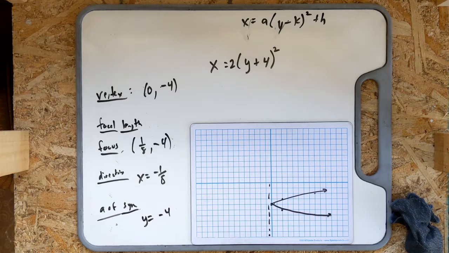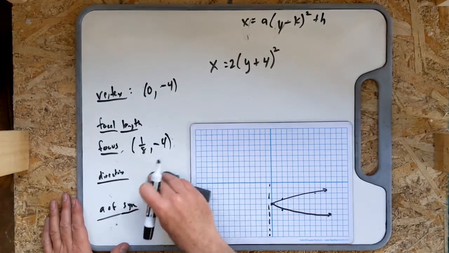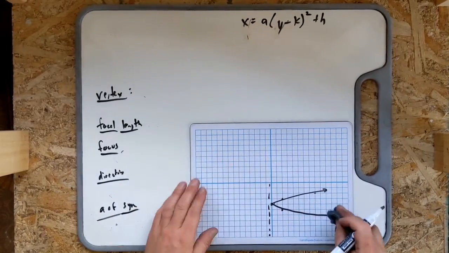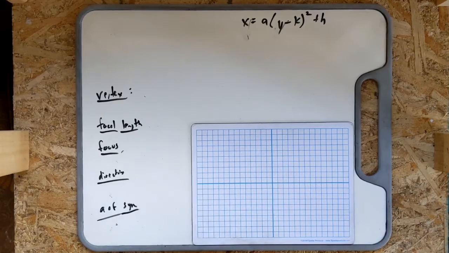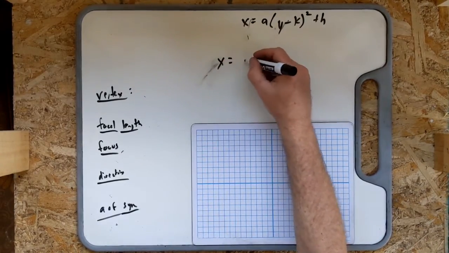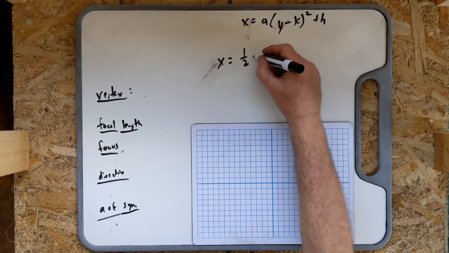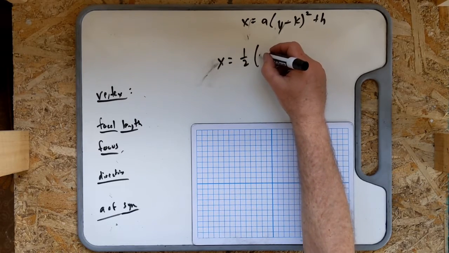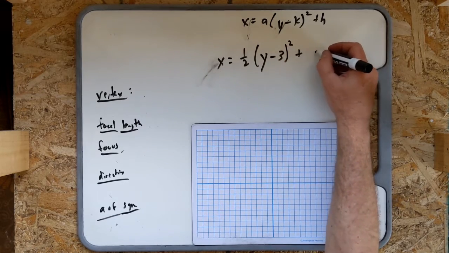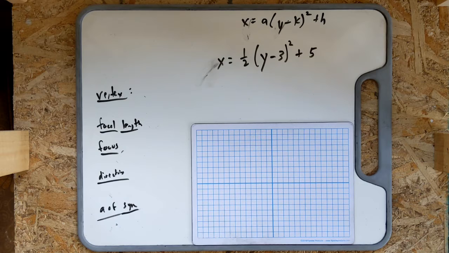Okay, maybe try one more. Just to make it a little trickier, I'm going to put a half in the front and see if you can figure it out. One half and y minus 3 squared plus 5. Okay, pause the video there, try to do, again, graph that and do these 5 things.